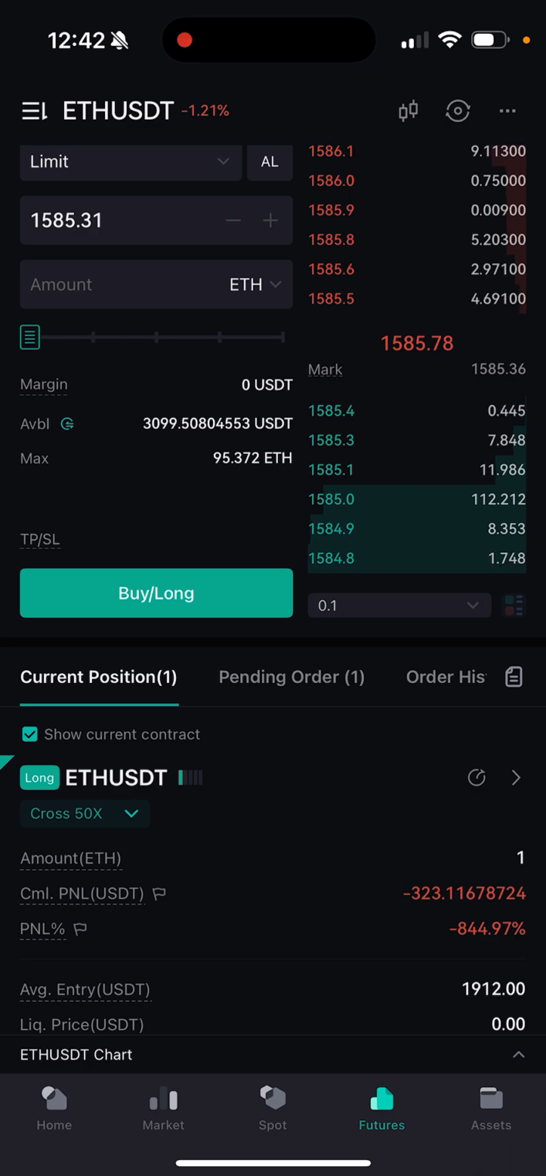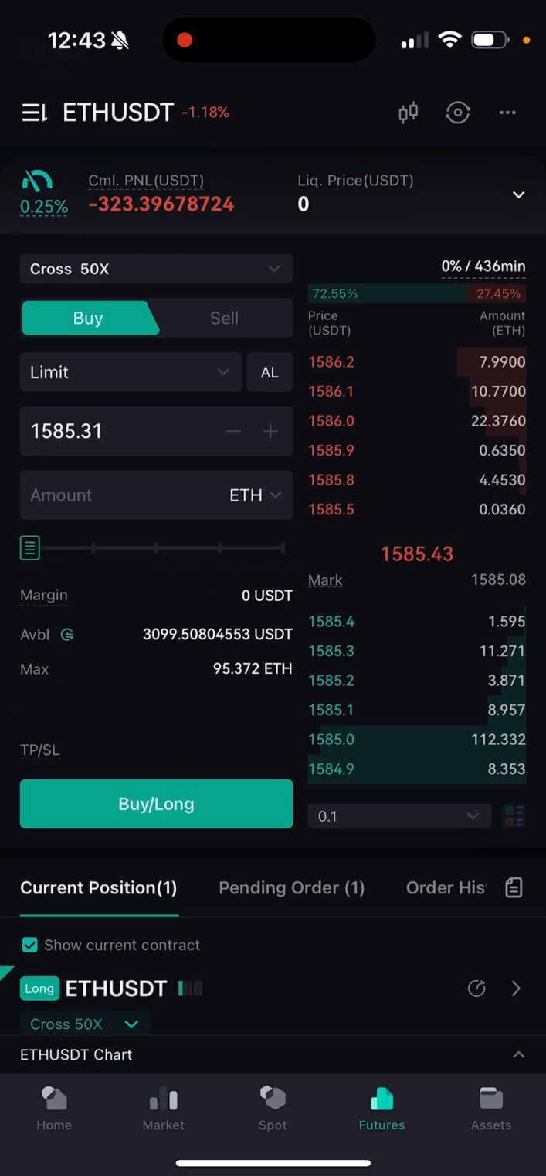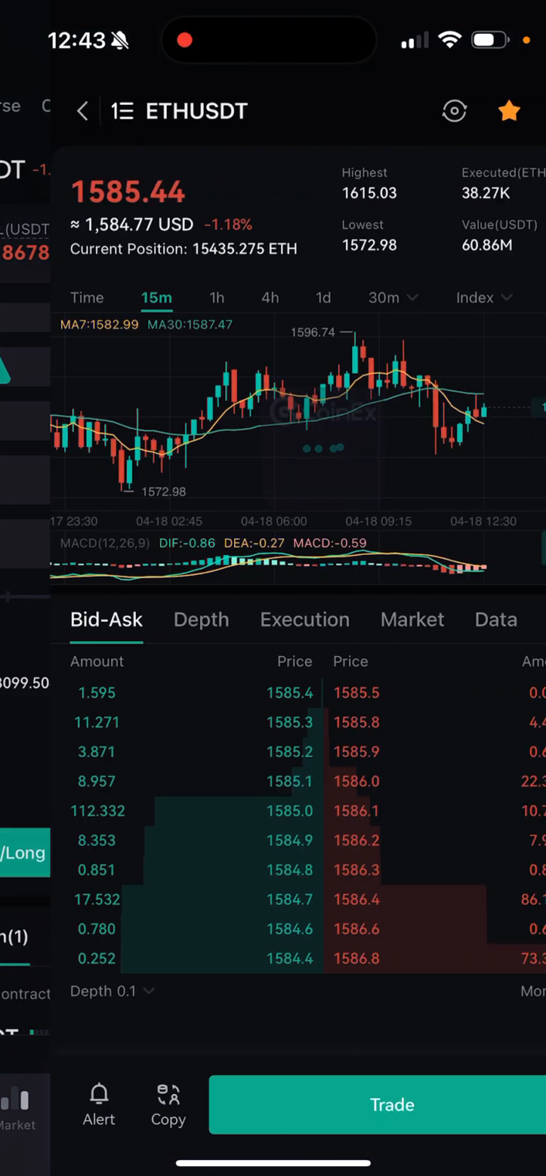Now it's minus $322.72, which shows minus 844.97% based off the capital I deposited as an investment. Based off that, we're going to go to the chart to see from which point I got into the position and from which one I'm planning to come out, and what the reason was for getting into this position. I'm going to show you live so you can have a sense of how I'm getting into the position and how I'm coming out of it.